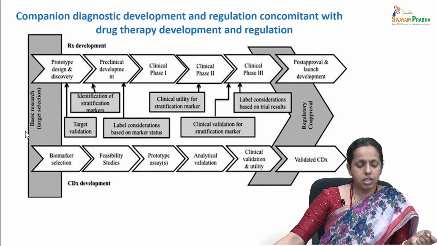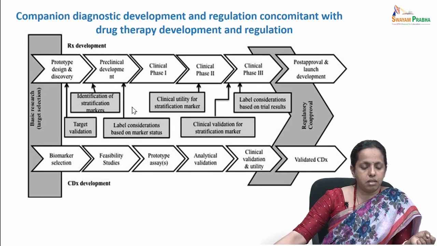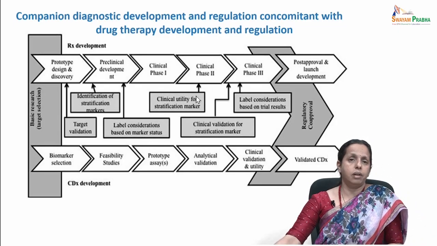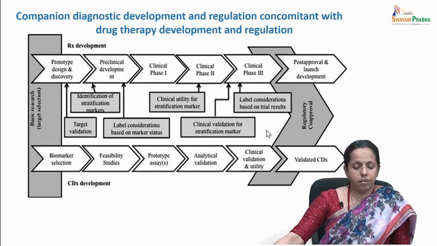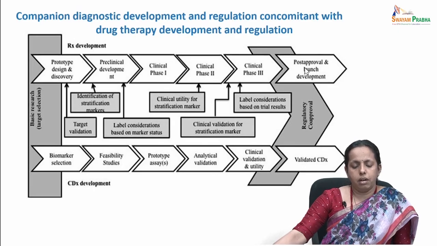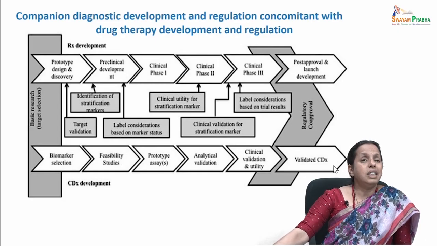Can these two really go hand in hand? Here you have target validation, and then identification and stratification of your markers. Then the label is considered based on your marker status, with clinical utility for the stratification of your marker. Suppose it is HER2 positive, or if it is negative, the clinical validation for the stratification marker again goes through phase 3 also. Based on these trial results, it will be considered for further approval and further development as a drug for which you have your companion diagnostic marker.